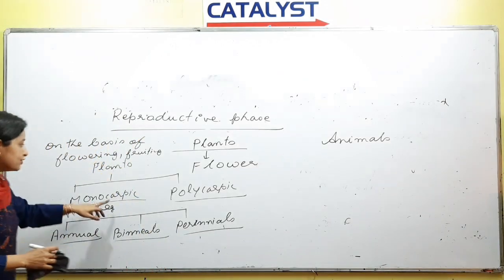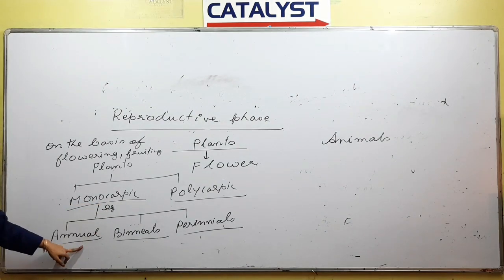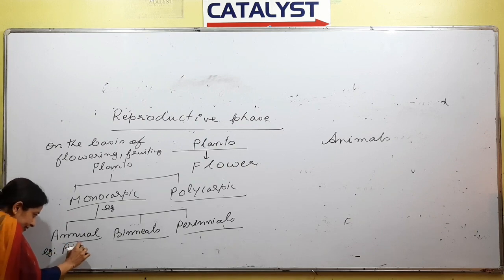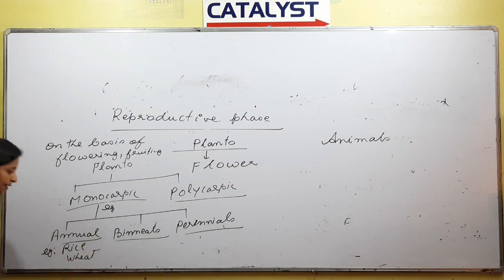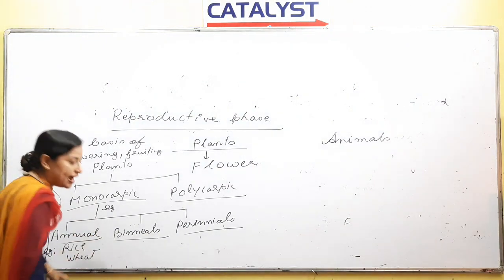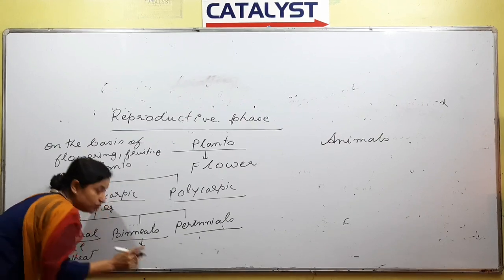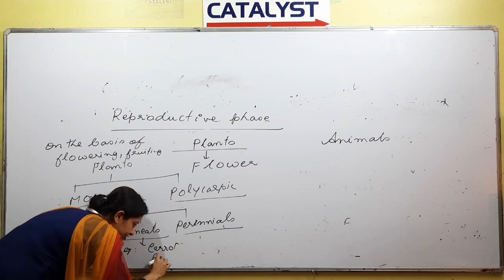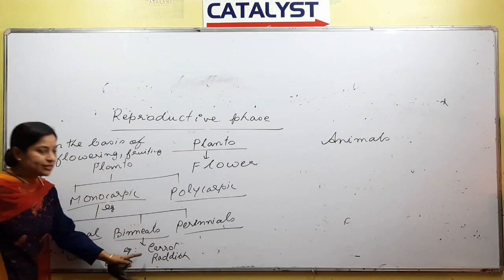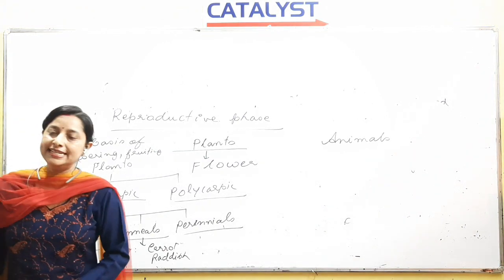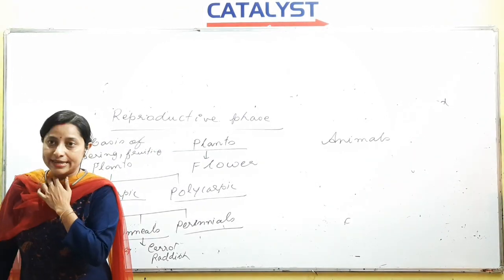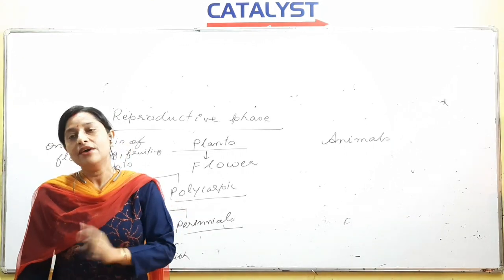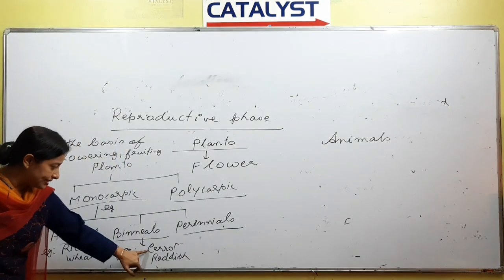So examples of monocarpic are annual plants, for example, rice, wheat, etc. These we call annuals. If you are talking about biennials, what would be the example? Very common examples are carrot, radish, right? Another point about biennials is that the lifespan is 2 years, and out of these 2 years the first year is vegetative and the second year is reproductive, right? So biennials, for example, carrot, radish, etc.